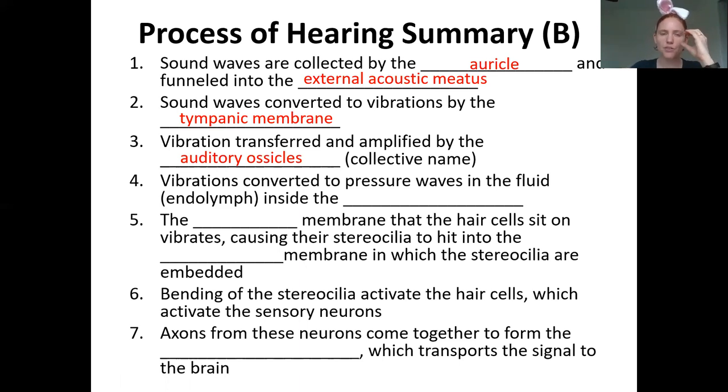And then from there, the vibrations are going to be converted into pressure, into fluid waves, inside of the cochlear duct. Okay, so we have the endolymph in the cochlear duct. That's going to make the basilar membrane jump up and down. The hair cells that sit on it are now also going to vibrate up and down. That causes the hair cells to hit into the tectorial membrane, a structure that sticks outward that the hair cells embed into. When they bend, that's going to activate the hair cells. That information is going to be sent to the brain using the vestibular cochlear nerve.